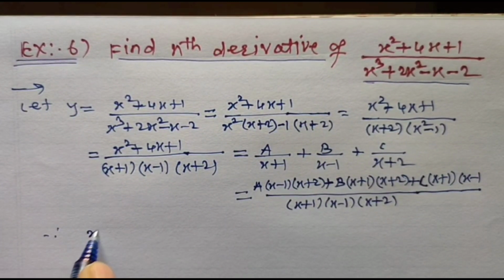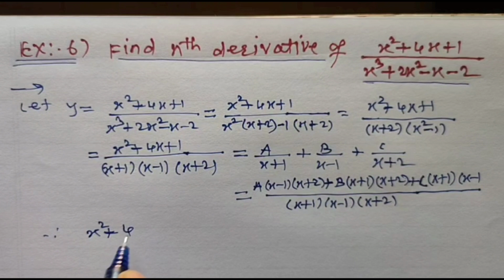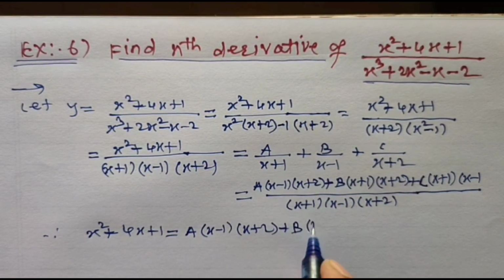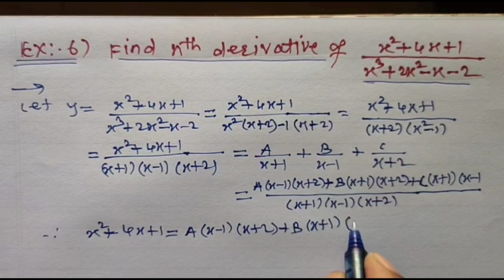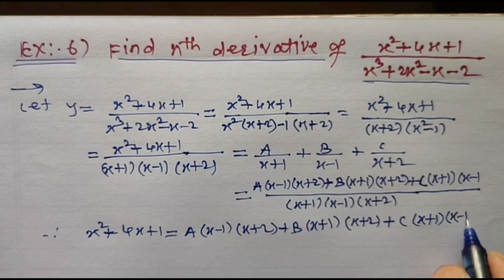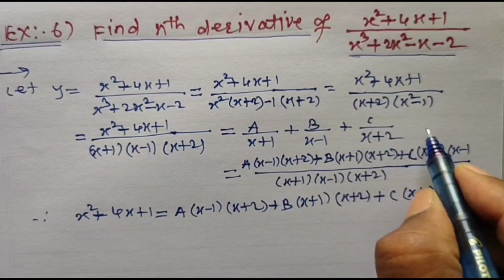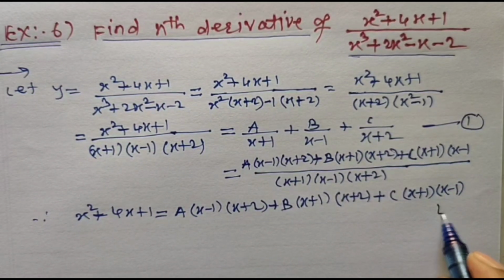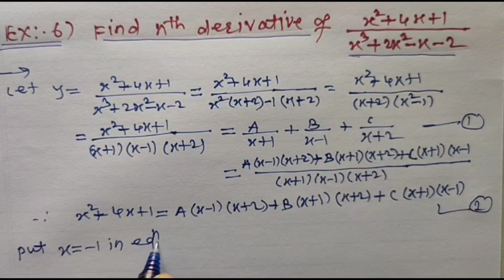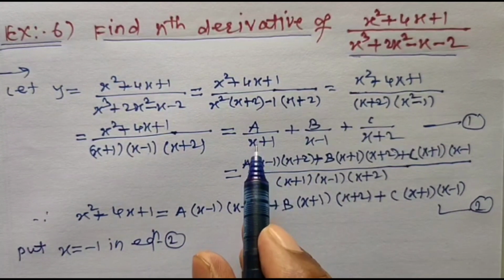So we can write x square plus 4x plus 1 is equal to a(x-1)(x+2) + b(x+1)(x+2) + c(x+1)(x-1). Consider this is equation 1, this is equation 2. Put x is equal to minus 1 in equation 2. This gives the value of arbitrary constant a.